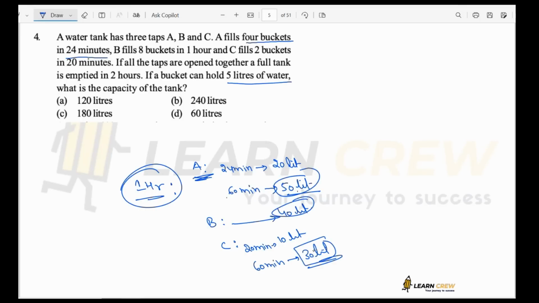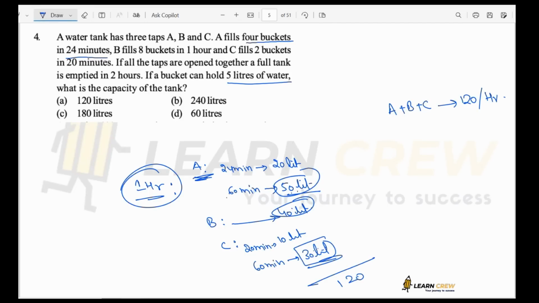50 plus 40 plus 30, how much? 50 plus 40 is 90, 90 plus 30 is 120. So all of A, B, C can fill how much? 120 per hour.